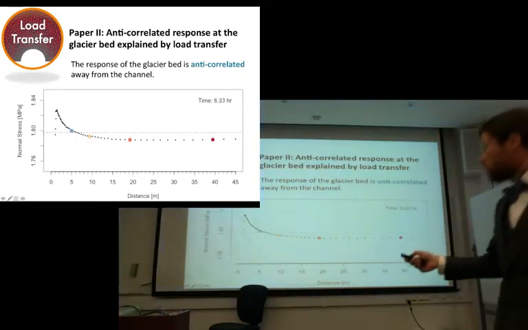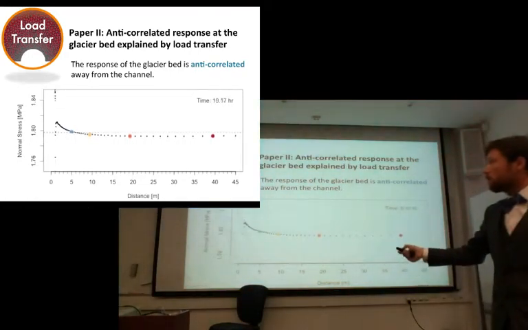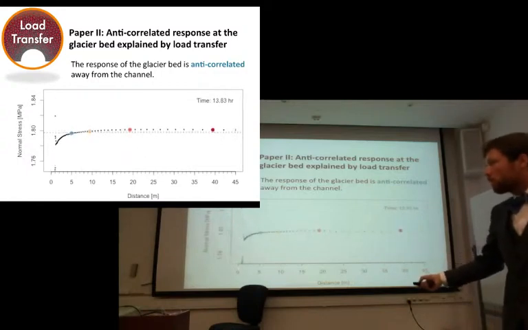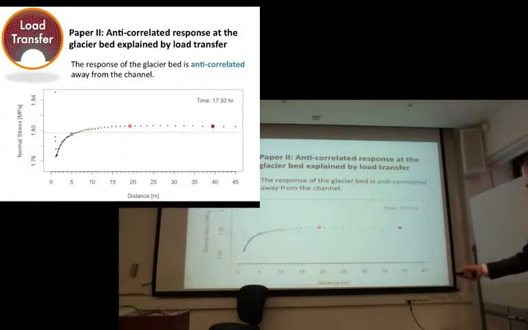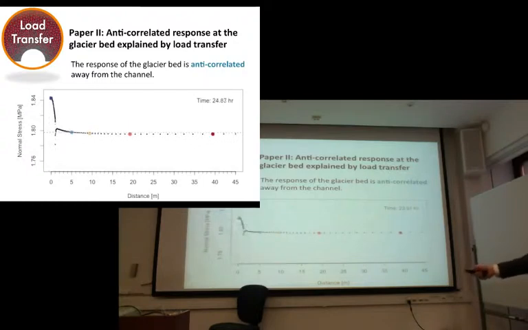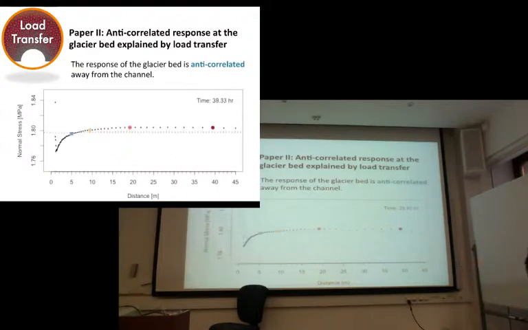So the channel is here, and then you have an increase in pressure. Then we decrease the water pressure. But when we decrease the water pressure, we actually increase the pressure here, and the opposite. So what I showed you, we put the pressure under the pointer, this decreases the pressure away from it. So this is load transfer.